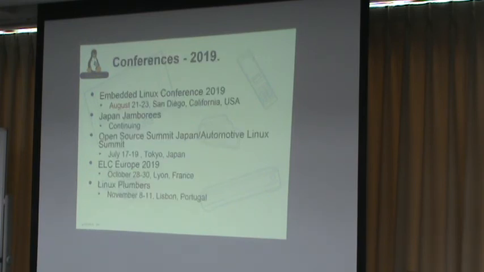Looking forward for conferences, ELC North America was supposed to be in March. It's traditionally in the spring. It was supposed to be in San Diego, but it got moved to later in the summer, all the way out to August. And it will be in San Diego along with the Open Source Summit North America. So it'll be a larger venue, and you'll get to see a lot of other topics in addition to ours.